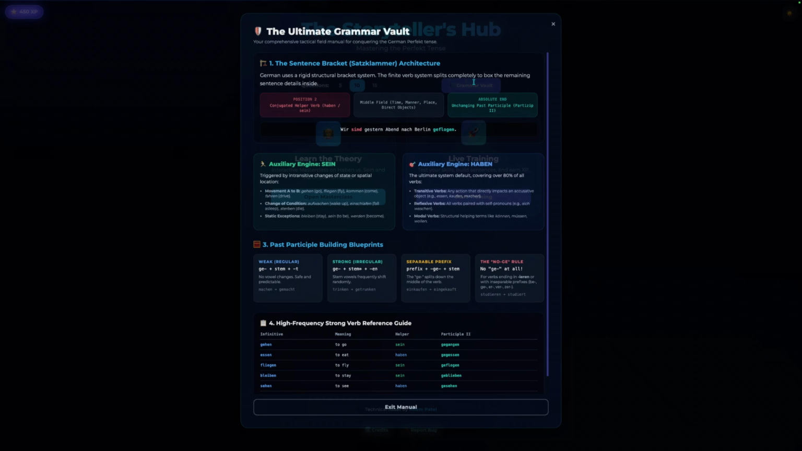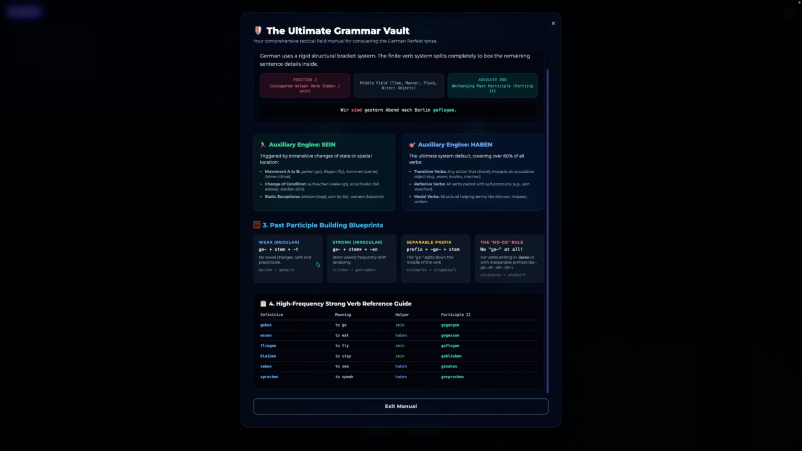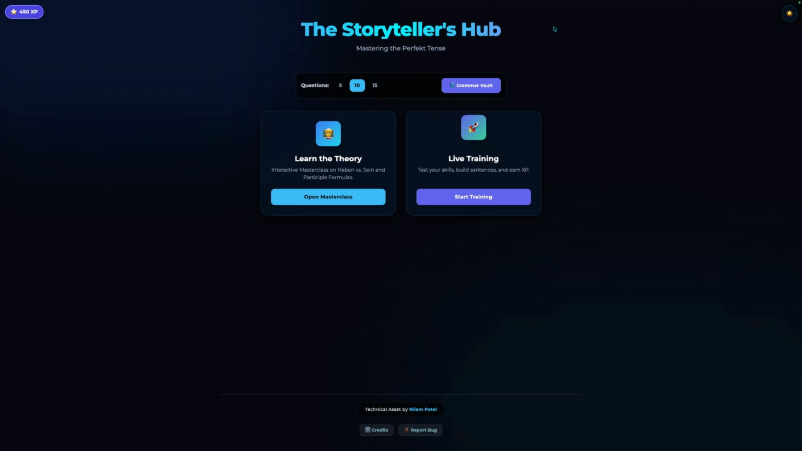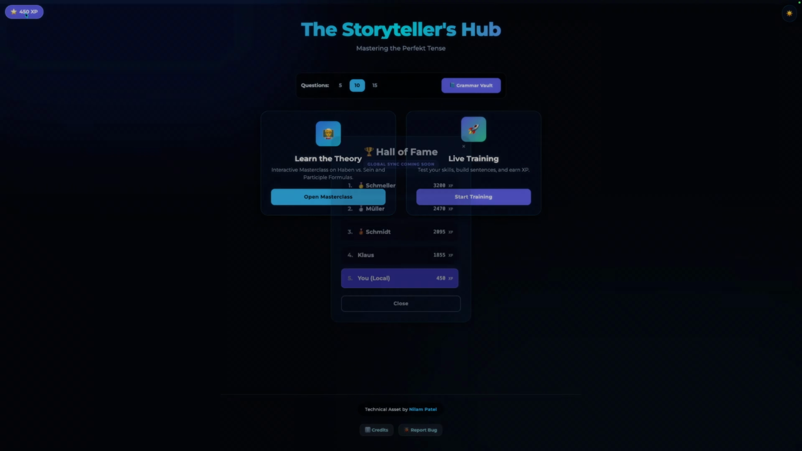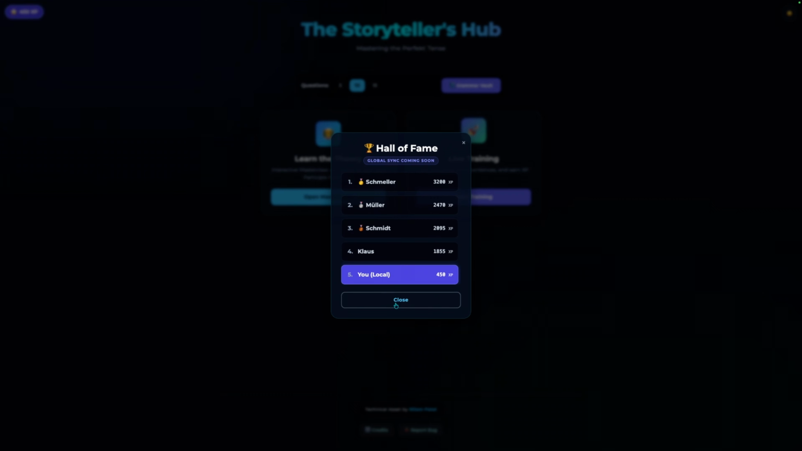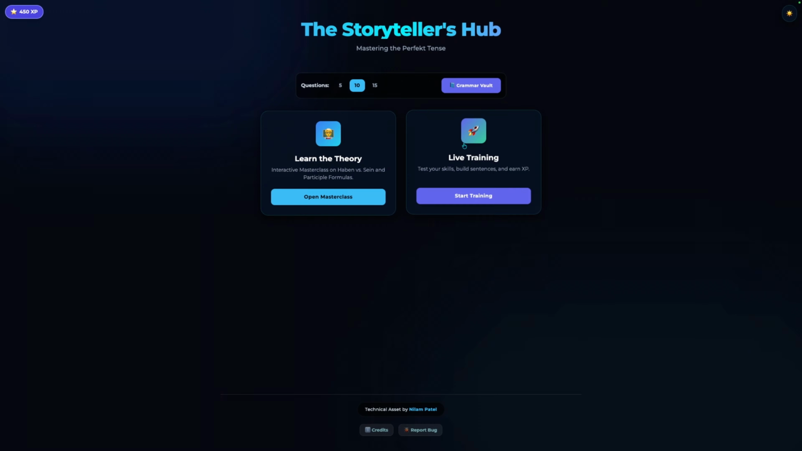And this Grammar Vault is the ultimate cheat sheet for your perfect tense. And this is the leaderboard, the Hall of Fame, where global sync is going to come soon. But these players will race against you, so keep an eye out for that. If you want to report any bugs or feature suggestions, you can click on these two buttons right here to know more.